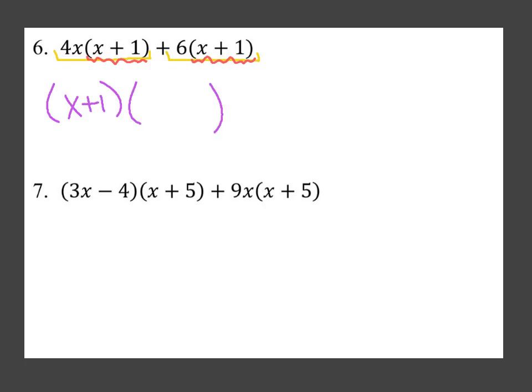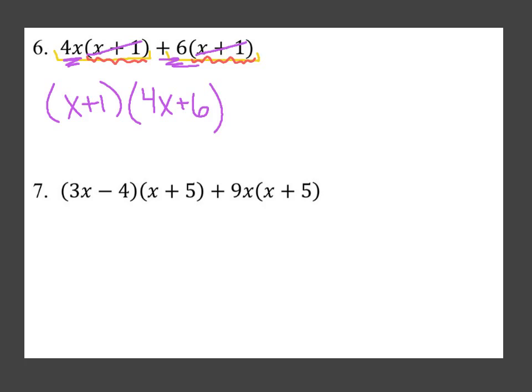So if I take the x plus 1 out of each term, I'm left with 4x from up here and a plus 6 from back here. There, I factored using GCF. Let's look at question number 7.